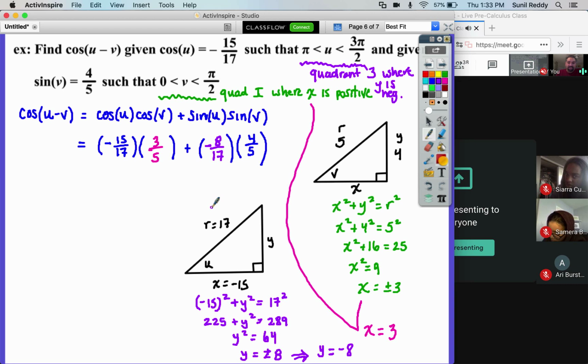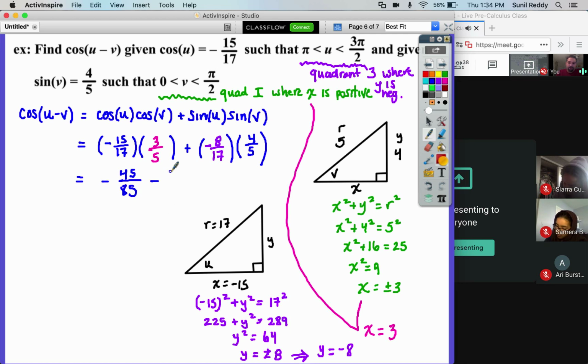And now this is just like middle school math. It's just multiplying the fractions together. So multiplying here, negative 15 over 17 times 3/5 would give me negative 15 times 3 is 45, 17 times 5 is 85. Plus, now we multiply the other two fractions, but that's going to give us a negative, so I'm just going to have minus.